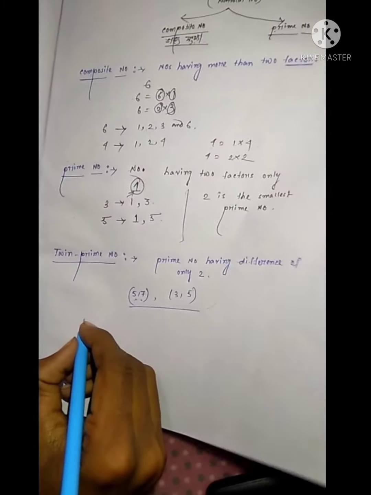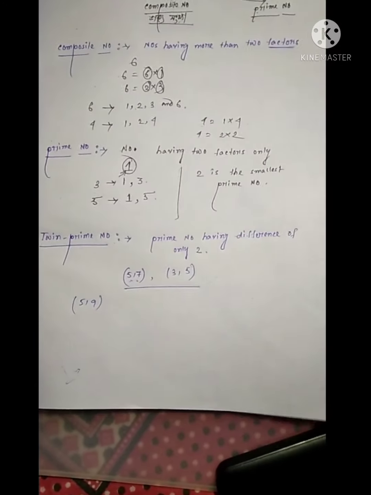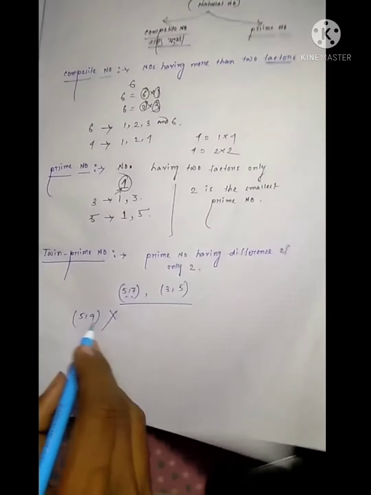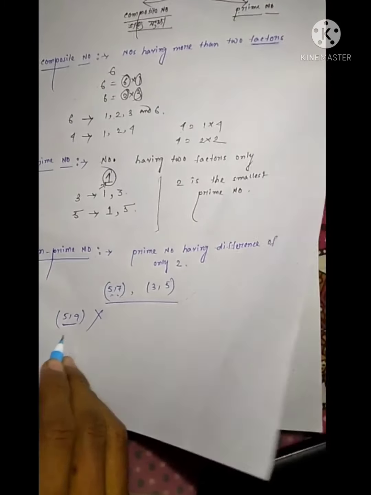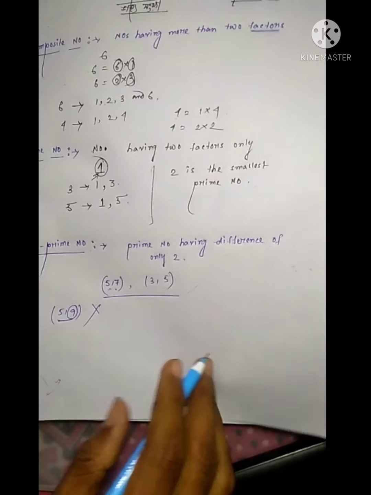If I say 5 and 9, this is not a twin prime number because here the difference is 4 and 9 is not a prime number. Now co-prime number.